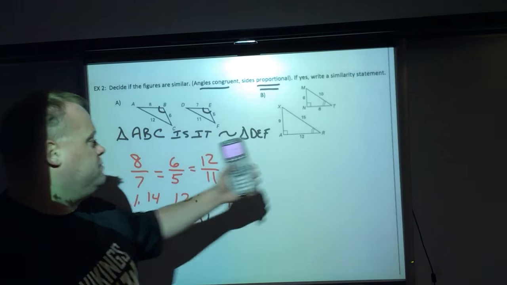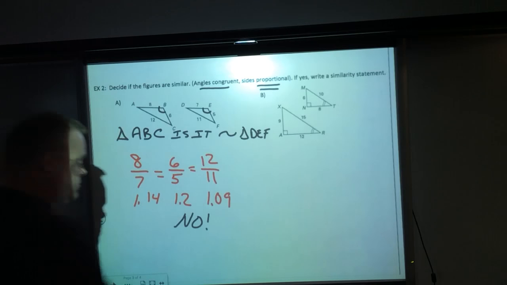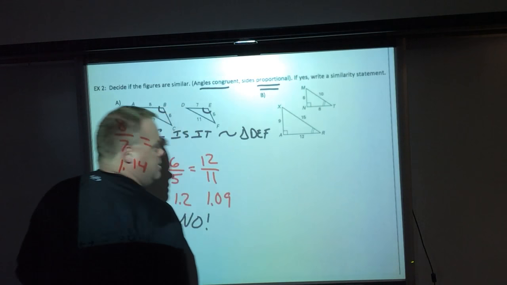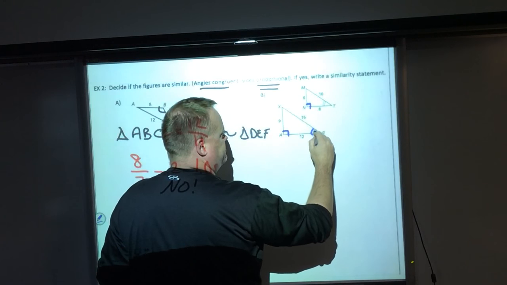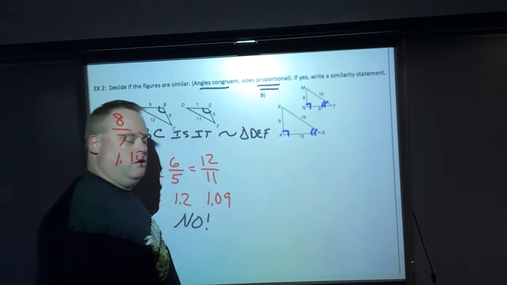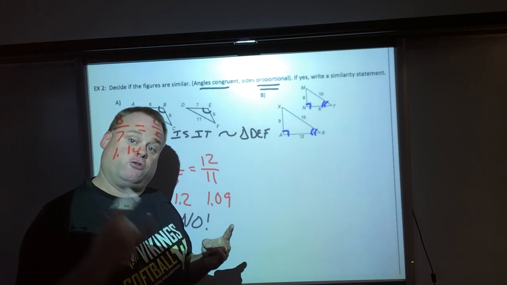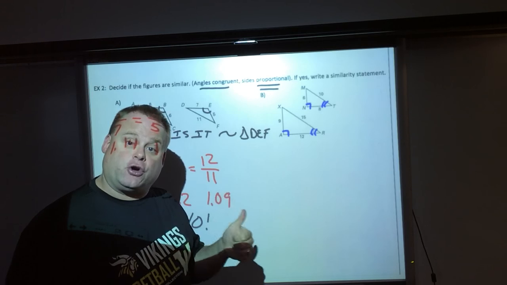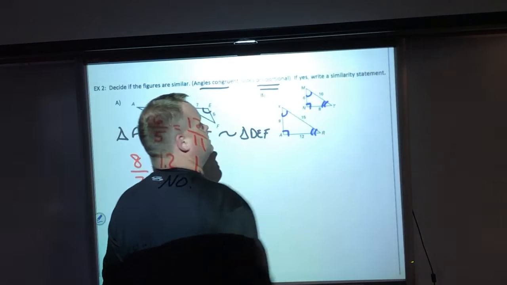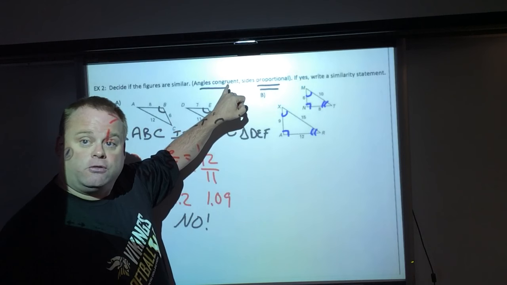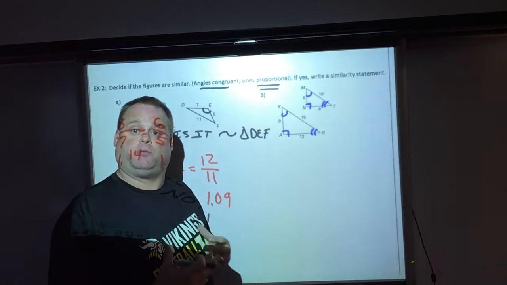All right, let's look at example B. Well, the first thing I notice about this is I've got 2 angles already. This one, and then I've got 2 tick marks here. Well, remember when we talk about triangles, if I know 2 angles of one are congruent to 2 angles of the other, then the third has to be congruent. So I know that all my angles are congruent. I know that right now. What I don't know is, are the sides proportional?